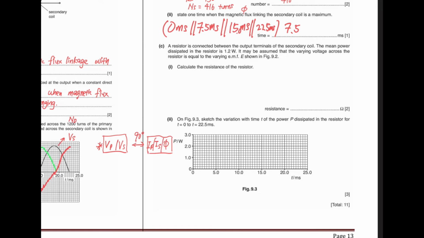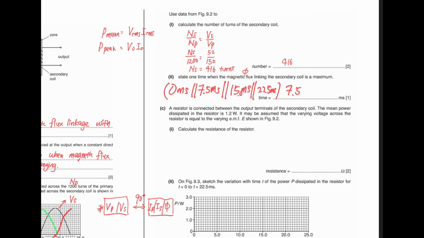A resistor is connected between the output terminal of the secondary coil. The mean power, I see they use mean power. So just now I already mentioned mean power, V_RMS times I_RMS. The mean power dissipated. If it is mean power dissipated, you don't use this. Yeah, you don't use this.